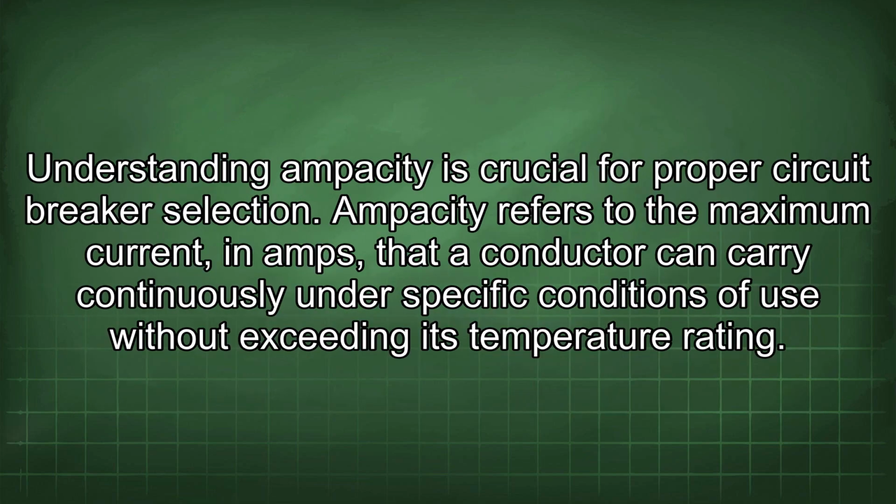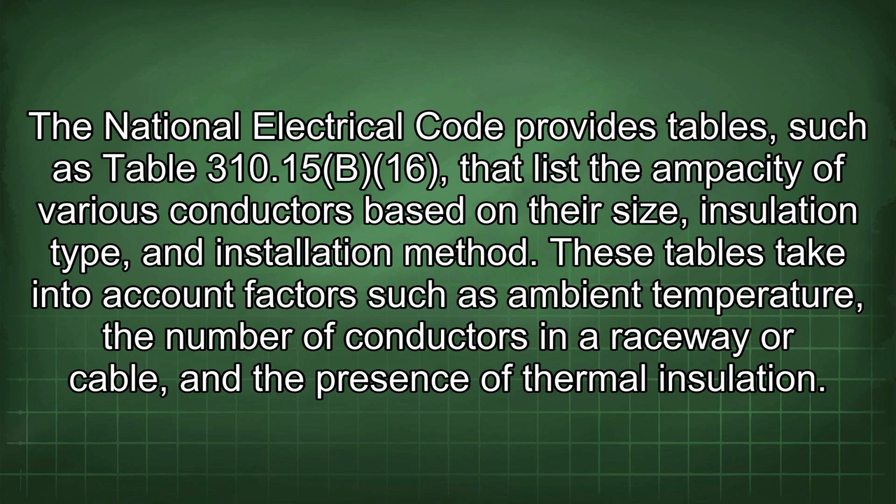Understanding ampacity is crucial for proper circuit breaker selection. Ampacity refers to the maximum current in amps that a conductor can carry continuously under specific conditions of use without exceeding its temperature rating. The National Electrical Code provides tables, such as Table 310.15(B)(16), that list the ampacity of various conductors based on their size, insulation type, and installation method. These tables take into account factors such as ambient temperature, the number of conductors in a raceway or cable, and the presence of thermal insulation.